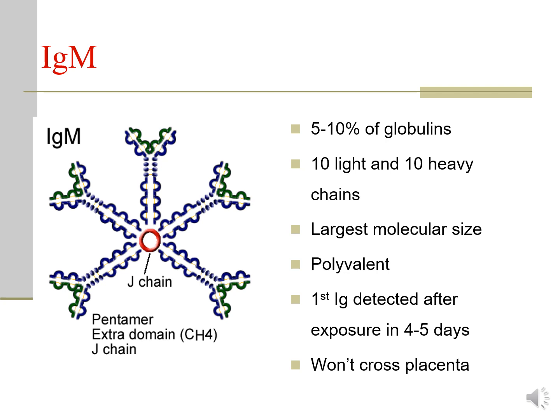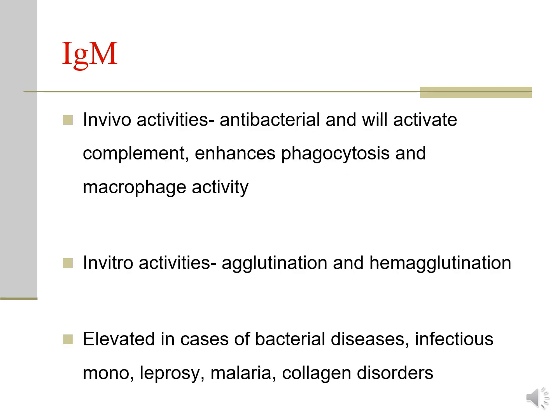It's the first antibody class detected after an exposure, and usually it starts to rise in the serum about 4 to 5 days after exposure to an antigen. Okay? And it won't cross the placenta like IgG does. There are 2 subclasses of IgM. We've got IgM1 and IgM2.